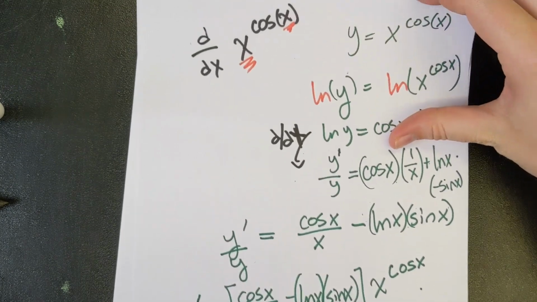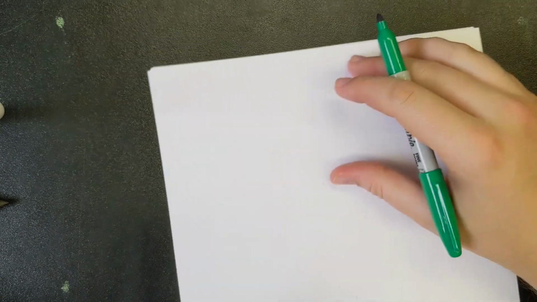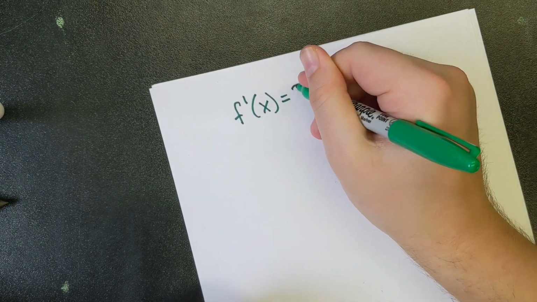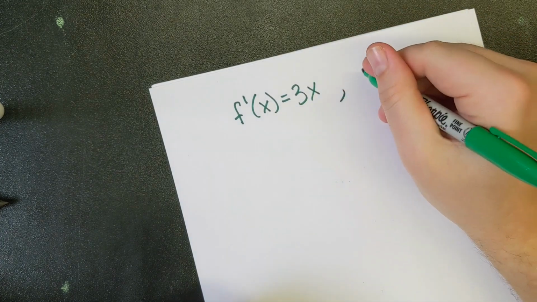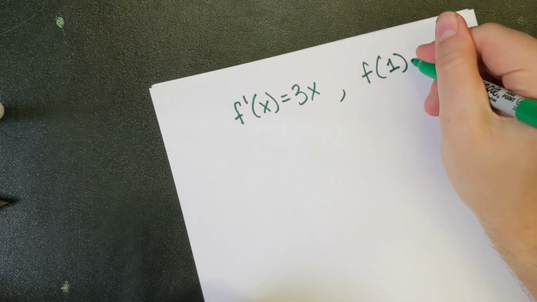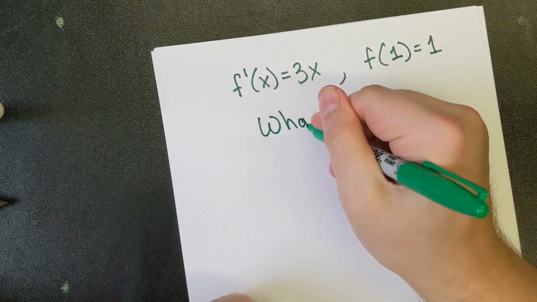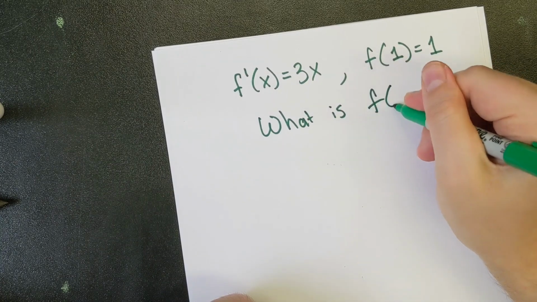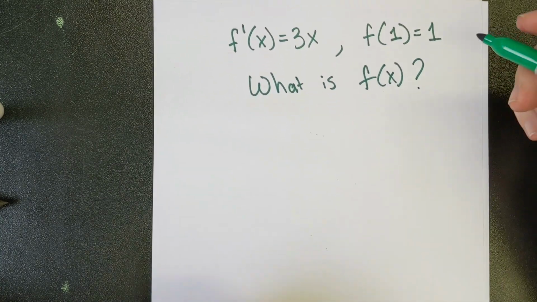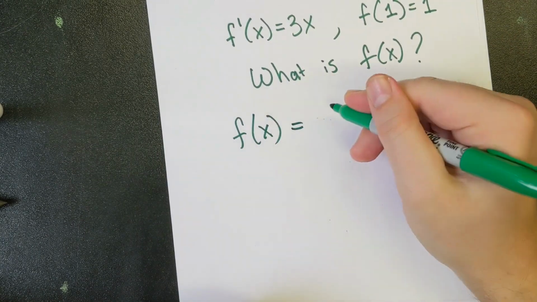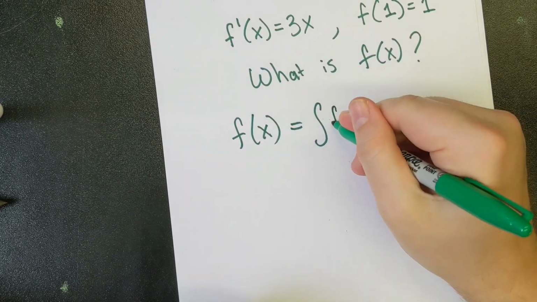Well, let's do just one last one. One more differentiation problem. And that is, suppose I tell you that f prime of x is 3x and f of 1 is 1. And I want to know what is f of x. Well, we know that f of x is going to be the antiderivative of f prime of x.